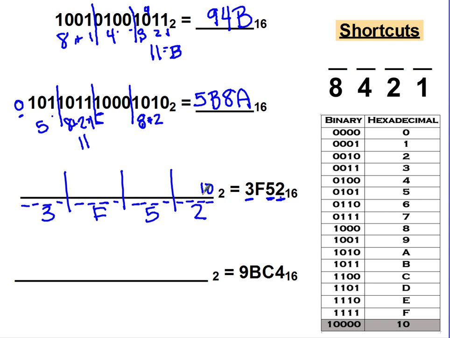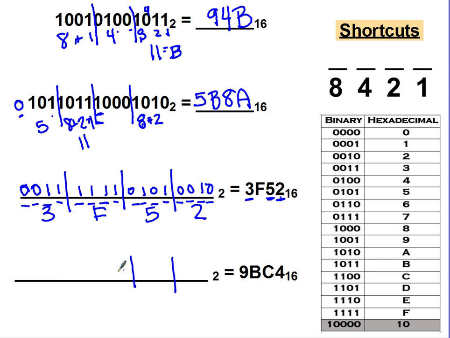So a 2 would be easy. 5 is just 1 plus 4. F I know is 15, which is my highest digit, highest value, so it's going to be all 1s. And then 3 is just 1 plus 2. And then I can pad on the zeros.